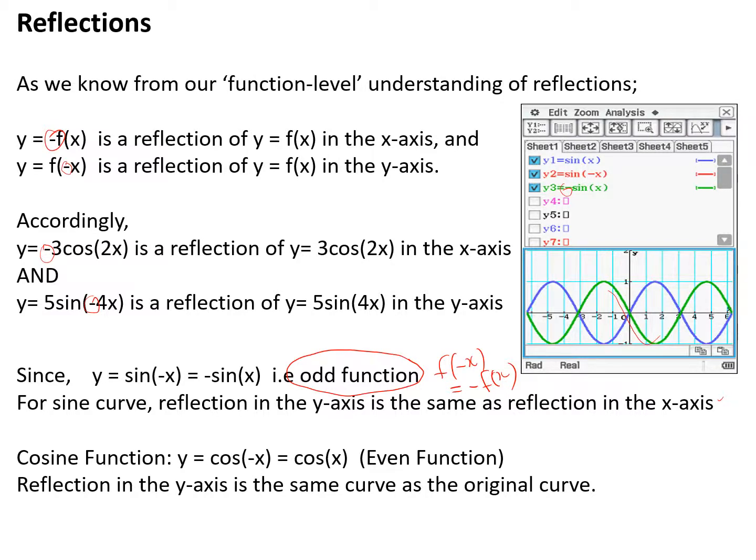So how about the cosine function? The cosine function is an even function, and we know that for even functions, f(negative x) is the same graph as f(x). So reflection in the y-axis is the same curve as the original. Let's have a look here. Let's draw the cosine curve and draw the other side. Can we see here the reflection in the y-axis? You get back the same graph because they are even functions.